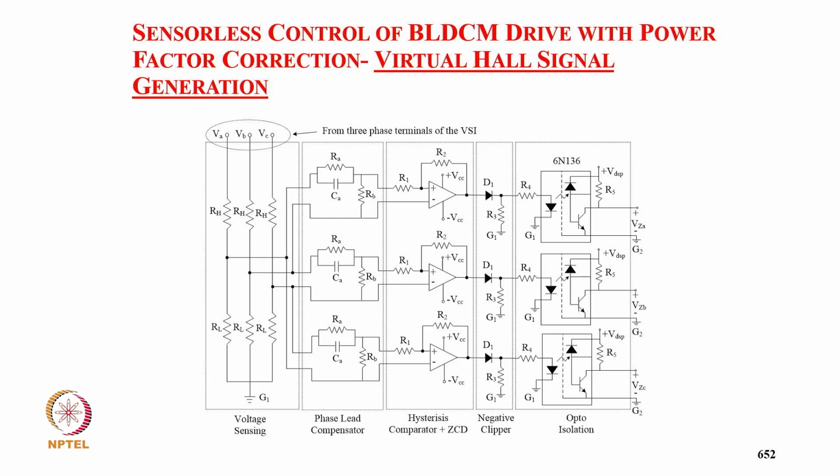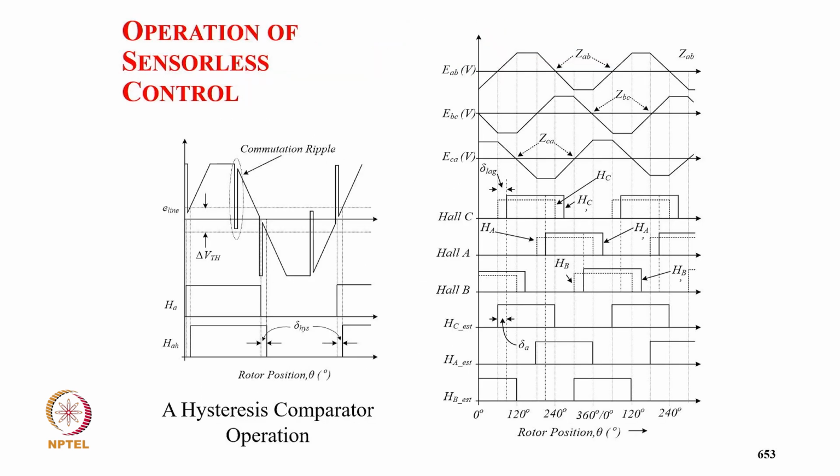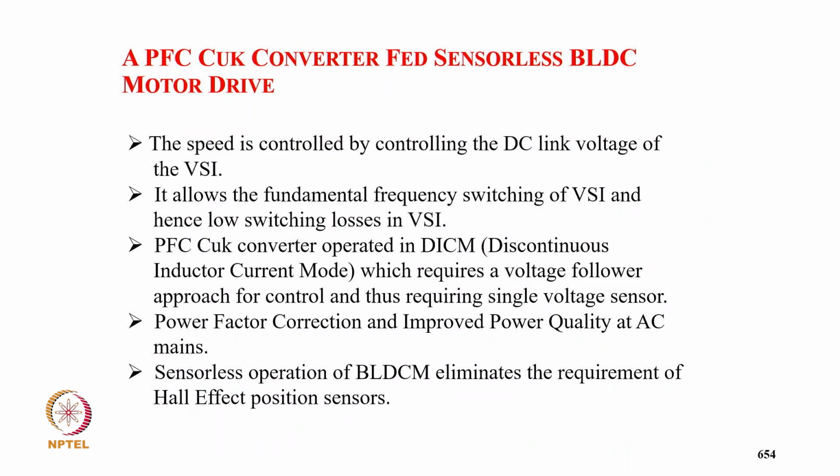So here we have the voltage sensing, a phase lead compensator for delay compensation, then a hysteresis comparator and zero crossing detector, an active clipper, and optical isolation so that the signal can go to the control part of the low voltage circuit. And this is the typical waveform, where we have a notch here, a commutation ripple, and with the filter and delay we avoid this and we get the estimated virtual signal.